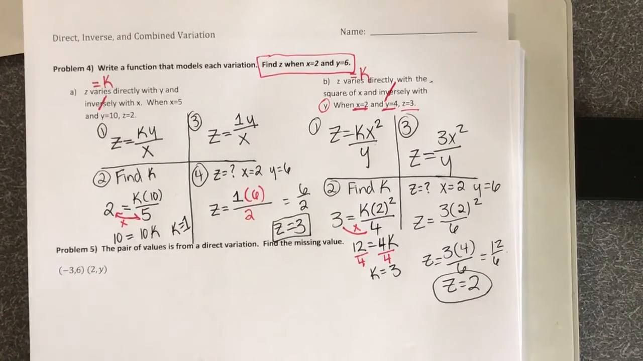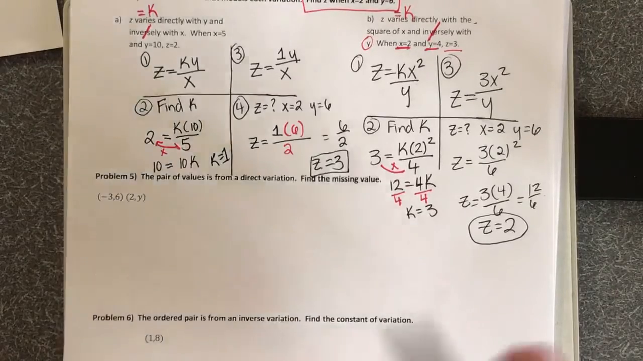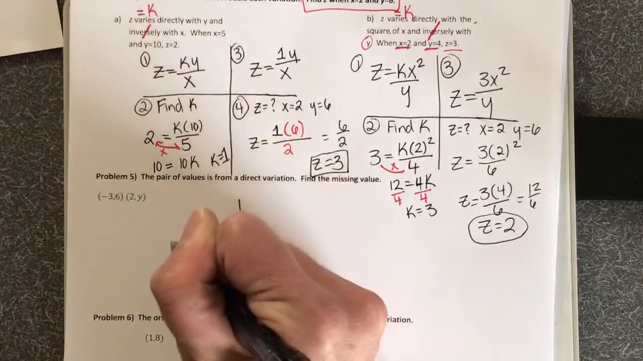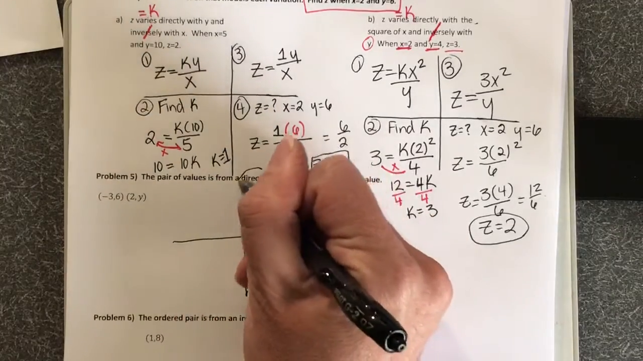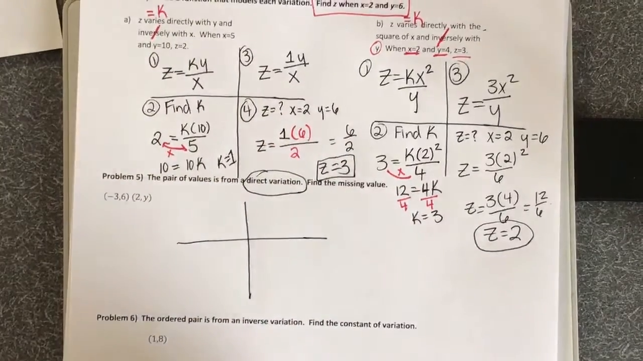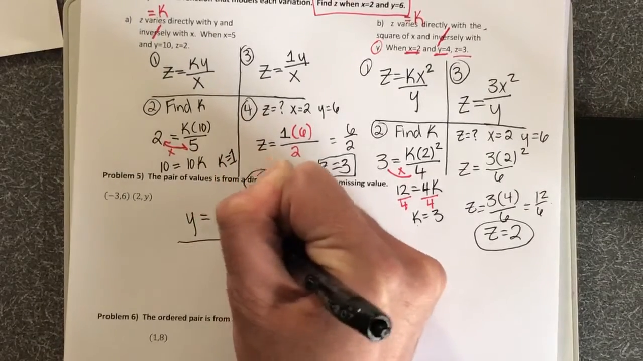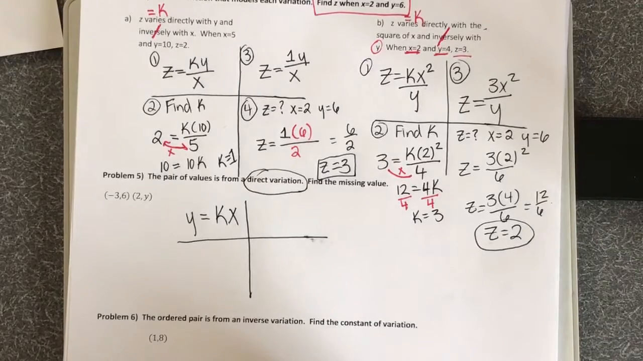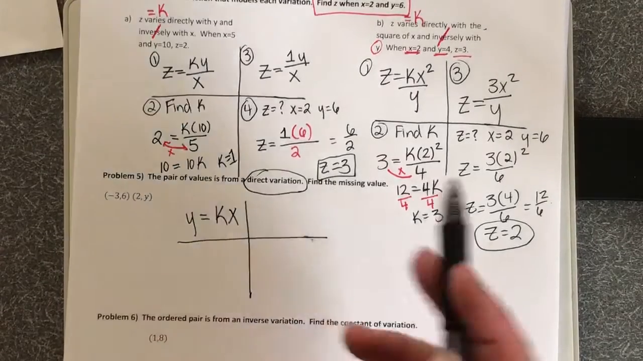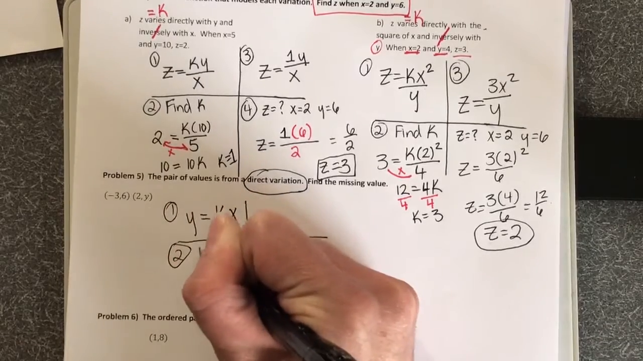Okay, one more problem. Problem number 5. For this one, again, set up your 4 steps. It says the pair of values is for a direct variation. So it's telling me it's direct, so I'm going to use y equals kx. And I'm having to find the missing value. Well, before I can find what y is, I have to find k. So step 2, find k.